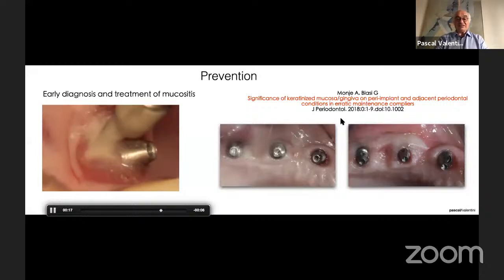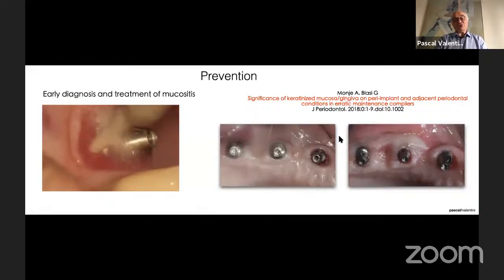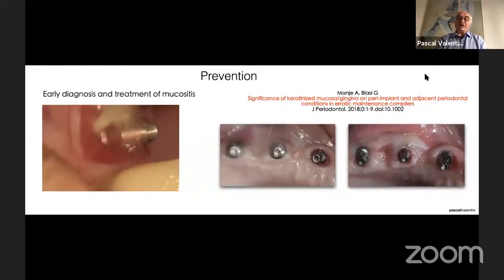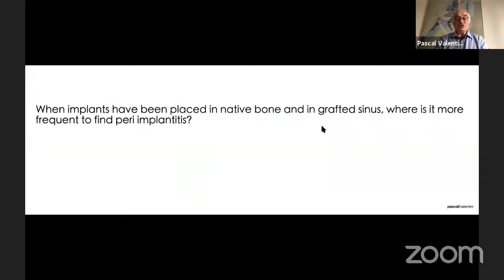In order to prevent the soft tissue inflammation, I mean mucositis, it is a good idea to augment the keratinized mucosa around the implants with free gingival grafts. Now the question is, do we have more peri-implantitis in grafted sinus compared to the native bone?